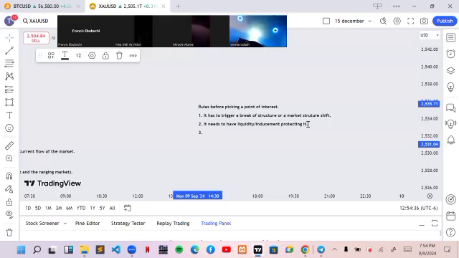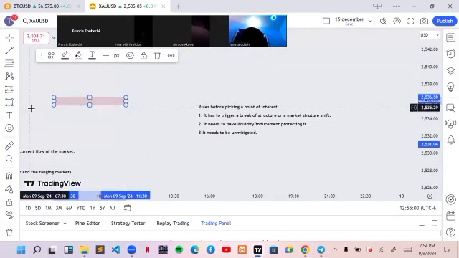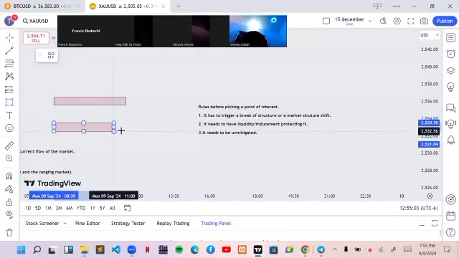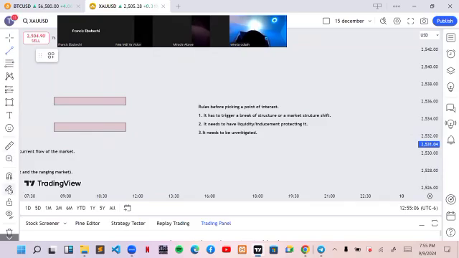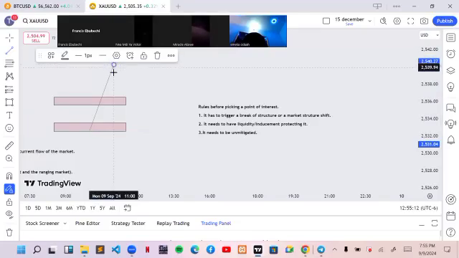The third one is it needs to be unmitigated. What I mean by it being unmitigated is that after price triggered a break of structure or a market structure shift, price needs to not have tapped into that zone. Let's say this is my breaker block, and this is my other block down here. Price does something like this and then breaks out of this zone. After breaking out, it made the first pullback. This first pullback did not mitigate this breaker block. You understand? That's what I mean.